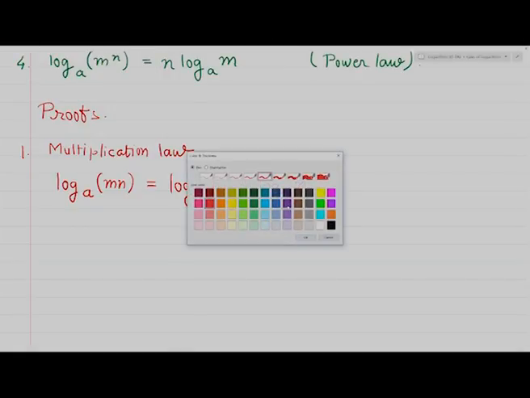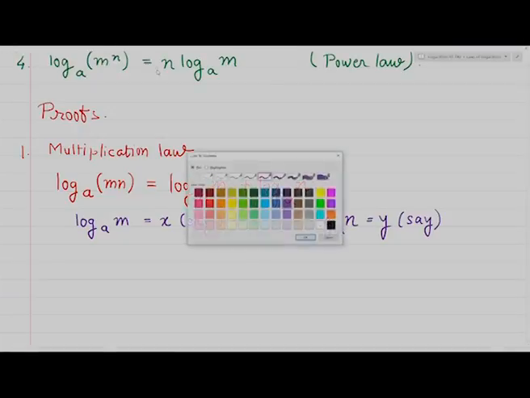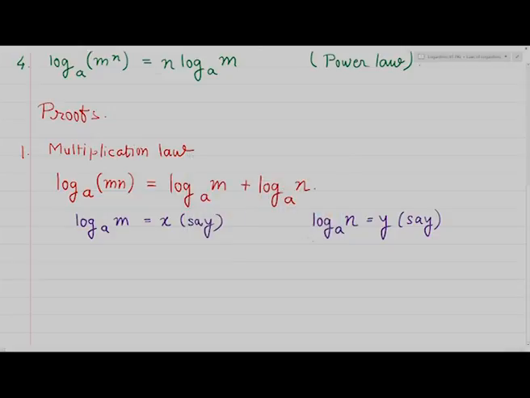Let me choose the blue color. In order to use the 7 rule, anything that comes with log on the right hand side I will write as equal to x, say, or y, say. So, log to the base a of m is equal to x, say. Similarly, log to the base a of n is equal to y, say. Now, if I want to prove this property, I have to apply the 7 rule. So, I will draw a 7 across this.